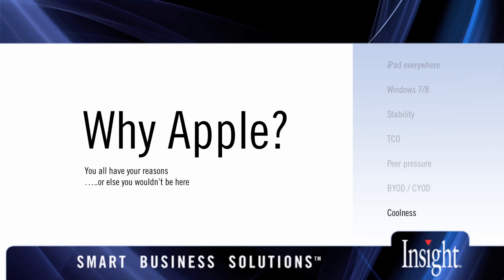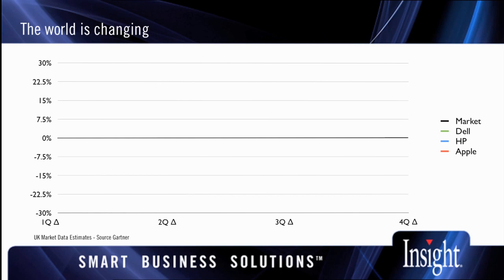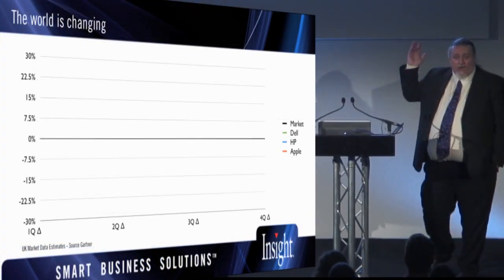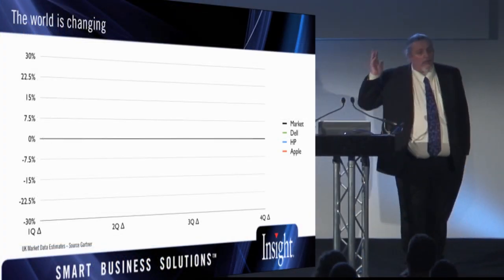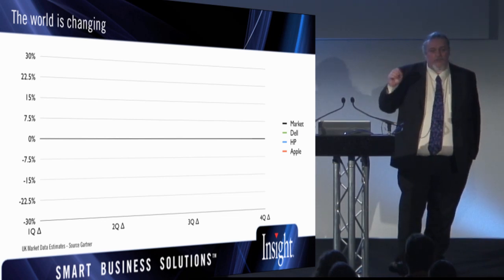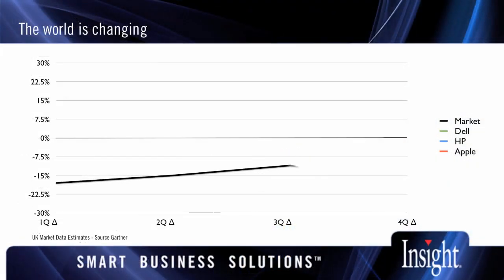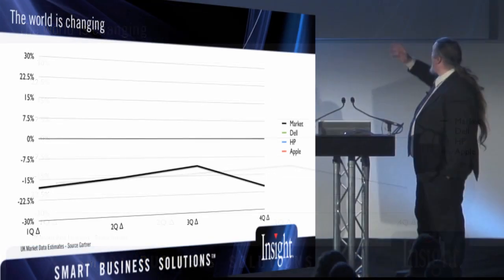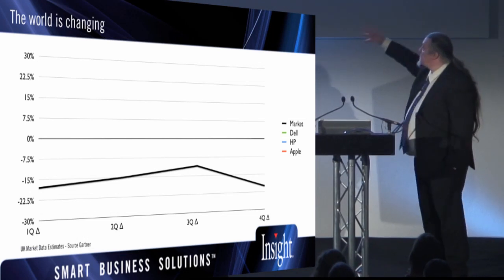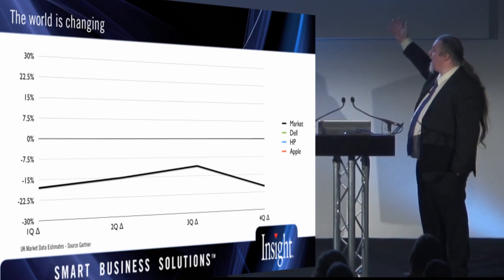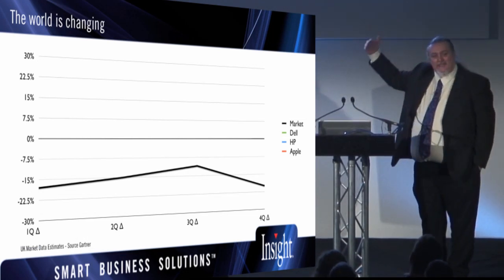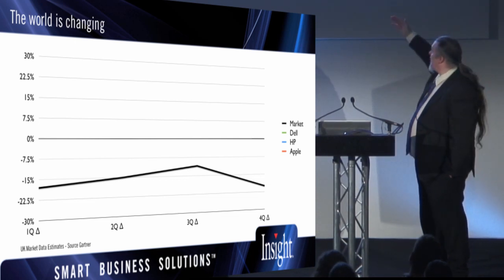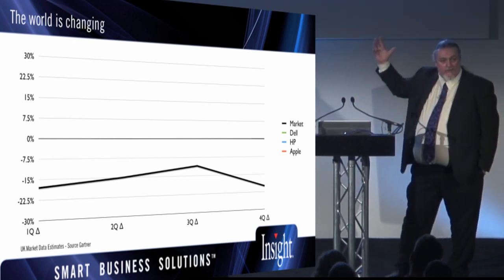And I'll give you a few numbers as well that kind of justify what's happening with Apple. These figures come from Gartner. They're not Insight figures. They look at what the UK personal computer market is doing. Now, over the past year, and this is quarter-on-quarter change, so this is all about growth, and this is the market as a whole. A little bit less decline going through Q3, but then dropping off again into Q4.